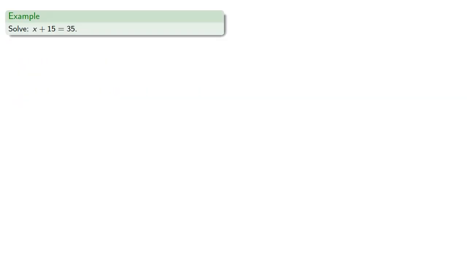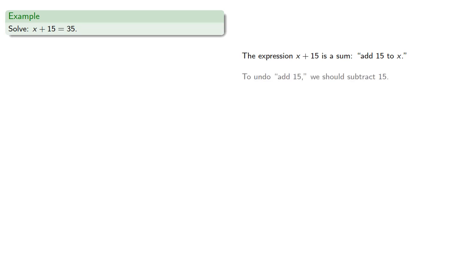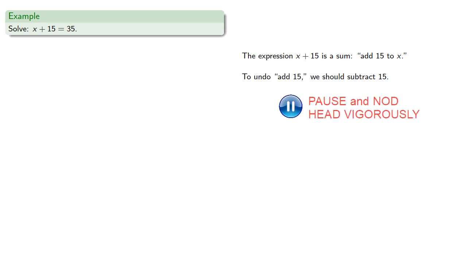For example, let's solve x plus 15 equals 35. So our first thing to notice is the expression x plus 15 is a sum. Add 15 to x. Since this is an add, we can undo it. To undo add 15, we should subtract 15.